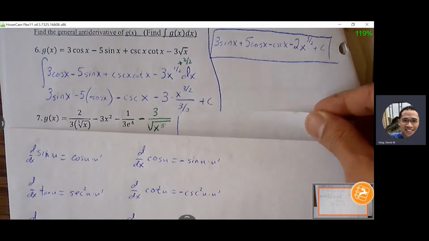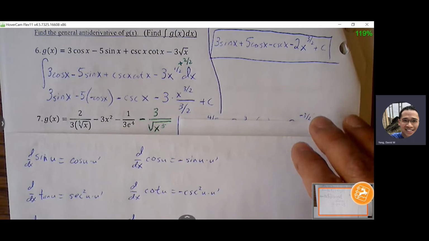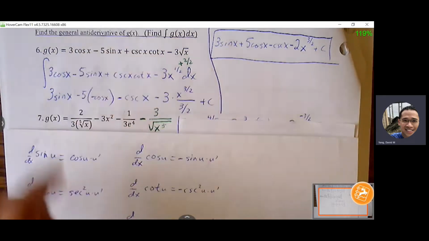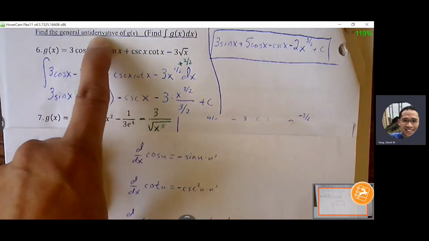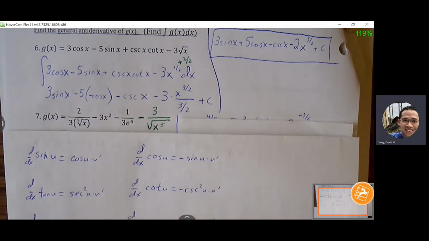What's the difference between the antiderivative and the general solution? It's the same. General antiderivative is the same thing as general solution. Okay, are we good with number 6?